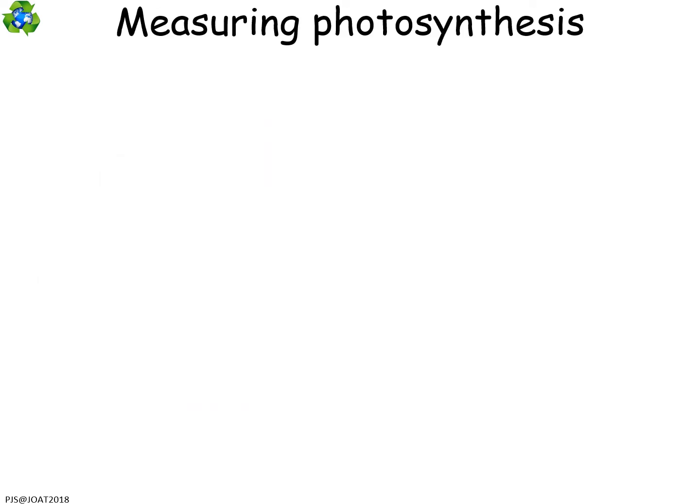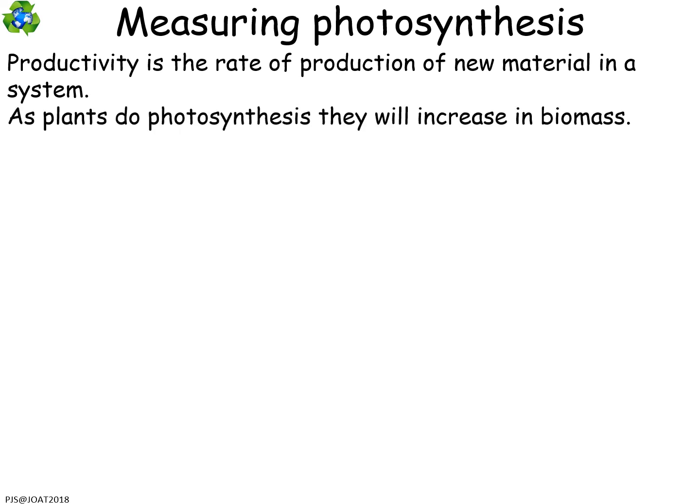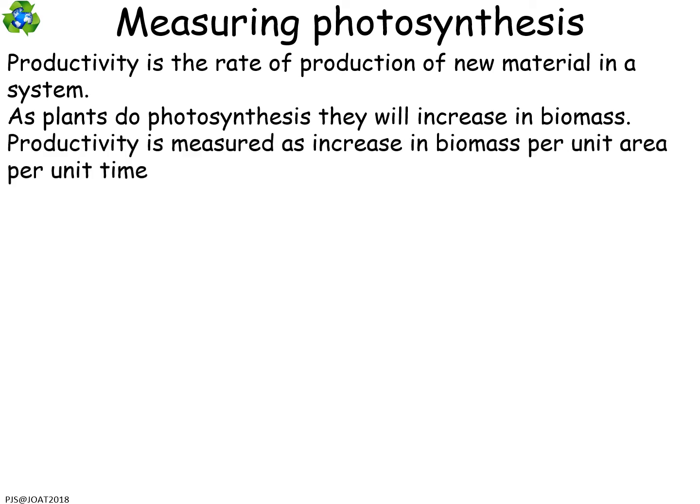So if we want to measure photosynthesis, just to clarify how we would do this overall, we could look at oxygen bubbles and things like that using bubbler experiments that we had at N5. But what we tend to do is to measure on a large scale, we look at productivity. That's the rate of production that we're getting of new material. Plants are doing photosynthesis, they're going to increase in biomass because they've got more starch, more cellulose. And we can measure that per unit time.